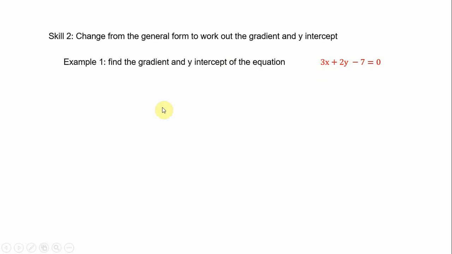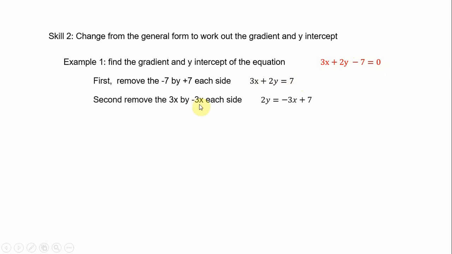Fine, but we're going to need to know how to do this so we can get the gradient and y-intercept. Remove the minus 7 by adding 7 each side. So 3x plus 2y minus 7 becomes 3x plus 2y, and the 0, adding 7 gets you 7. Remove the 3x by subtracting 3x. So now this becomes just this because we've taken away the 3x. But we put the 3x on this side, so 7 becomes minus 3x plus 7.